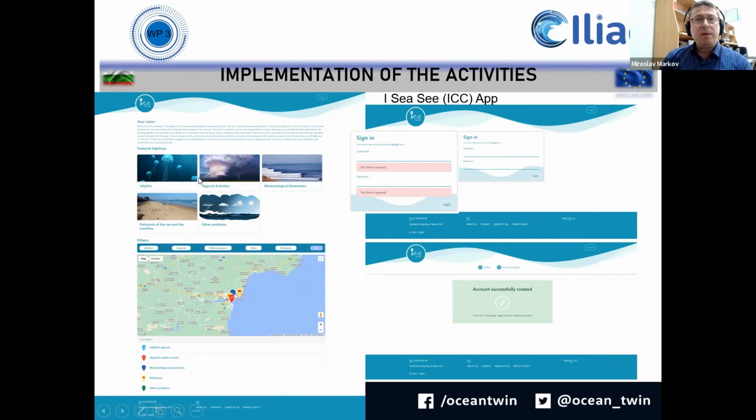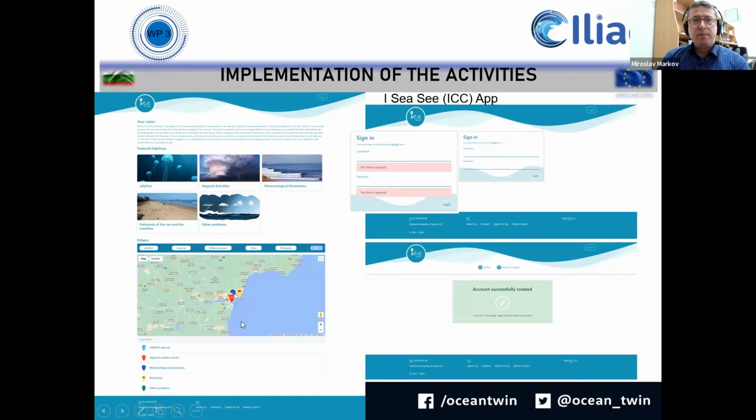There are several categories. Here we have included a jellyfish category in order to be in compliance with our colleagues from the University of Haifa who deal with jellyfish. And there are also categories like atypical events, meteorological parameters, pollutions, and other problems that do not fit the rest of the categories.